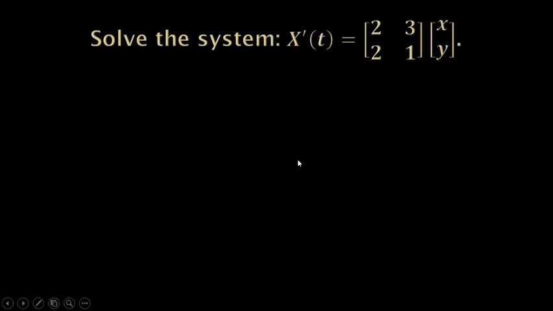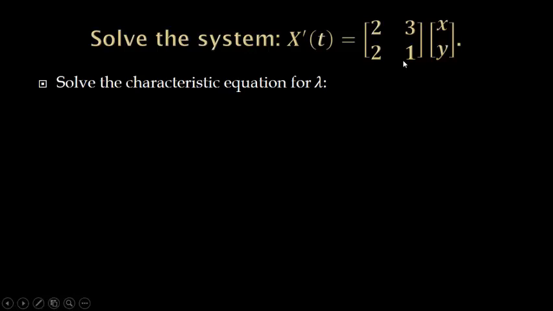Here I'm going to solve a system of differential equations, linear differential equations. This is a 2 by 2 system, so presented in this form you can see that x prime is equal to 2x plus 3y and y prime is equal to 2x plus 1y. First we solve the characteristic equation that was given in my last video, or one of the last two videos.